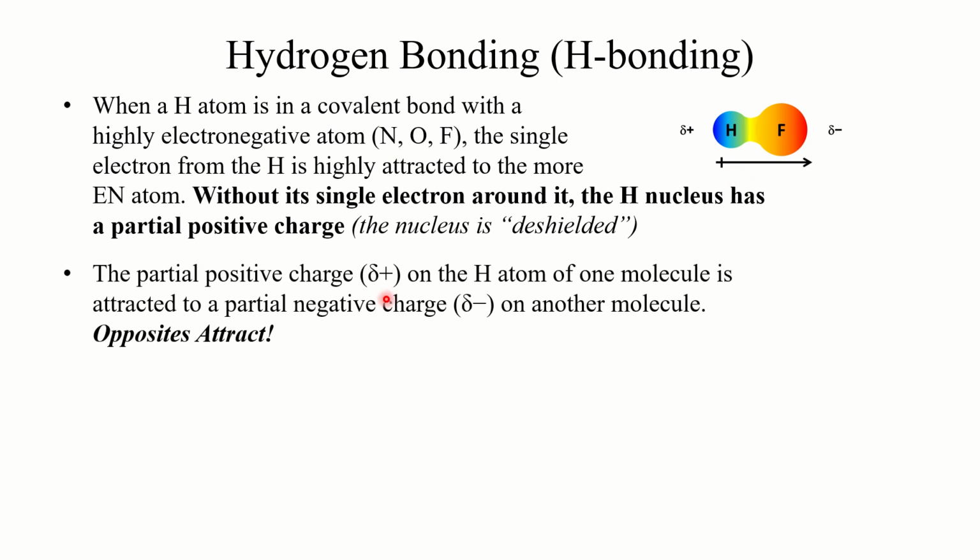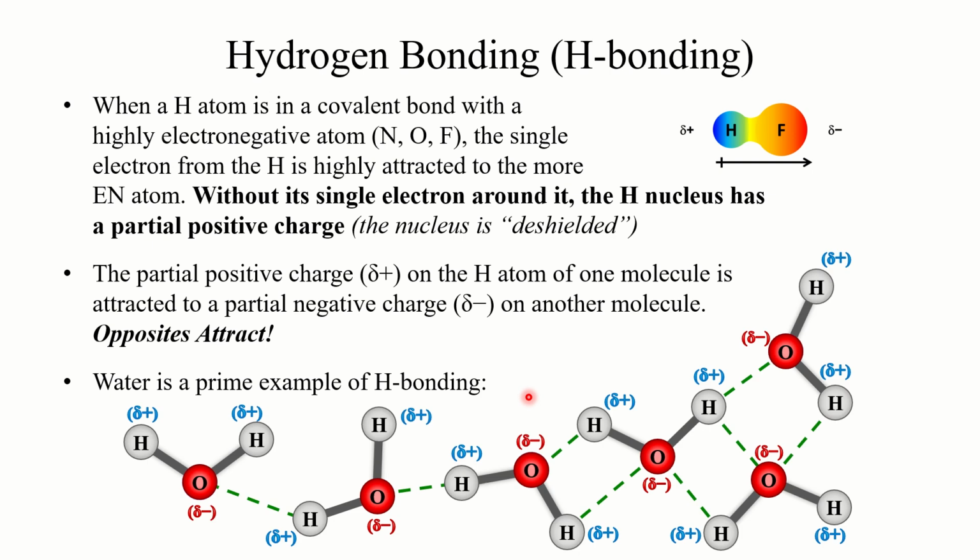So the partial positive charge on the hydrogen atom of one molecule is then attracted to the partial negative charge on another. So opposites again attract. So water again is a very good example of hydrogen bonding.